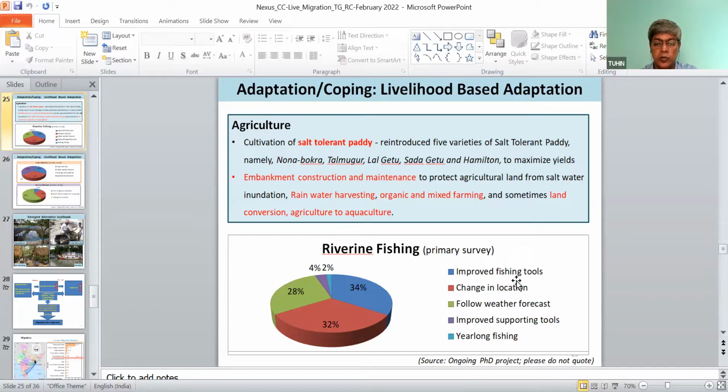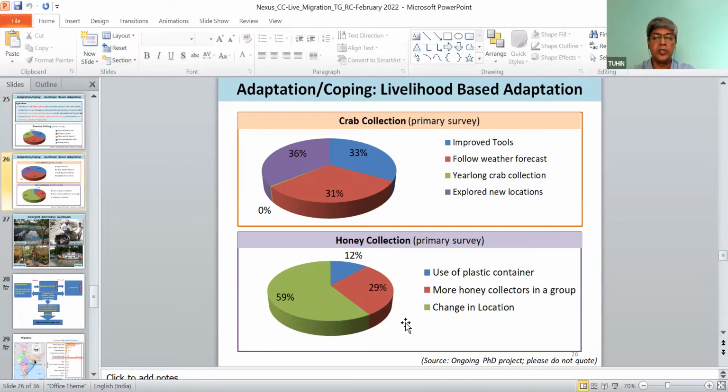They tried to improve the fishing tools, change in location for the fishing purpose, following weather forecast, improve supporting tools, year-long fishing rather than the seasonal fishing. And this kind of things also they have done in the crab collection part. They again did all these things. And also in the honey collection part, which is basically a 2 weeks job within a year, they tried more honey collectors in a group, change in location, use of plastic container. All these they have done, but still, there is no solution, there is no improvement in their income and livelihood.